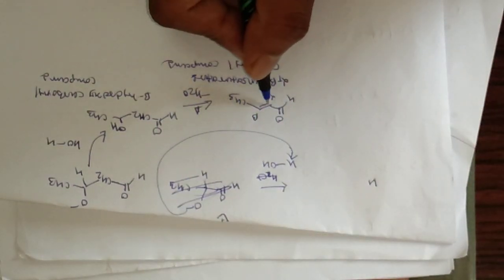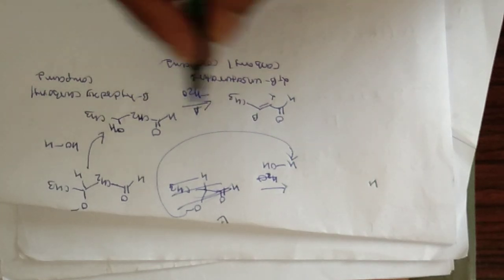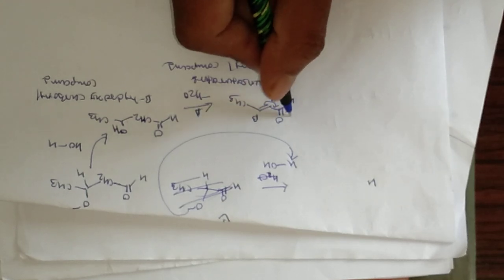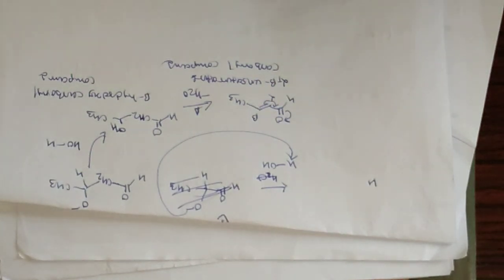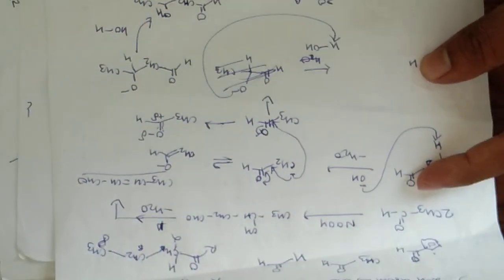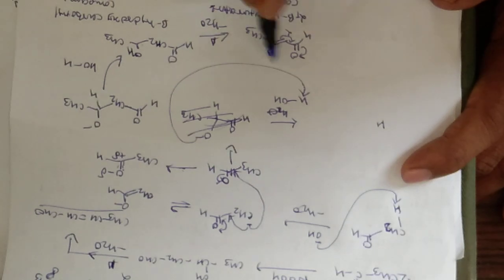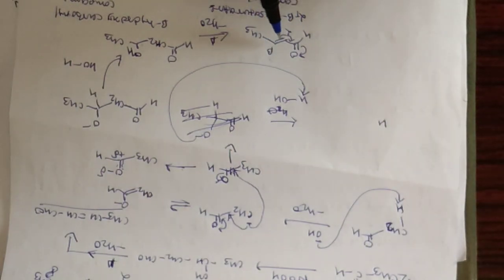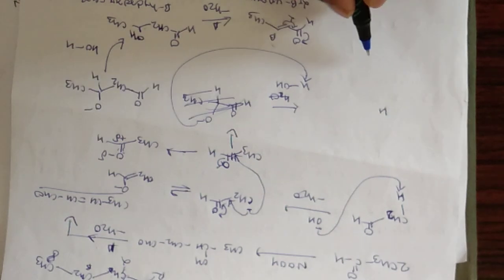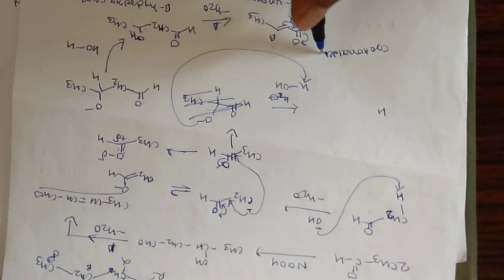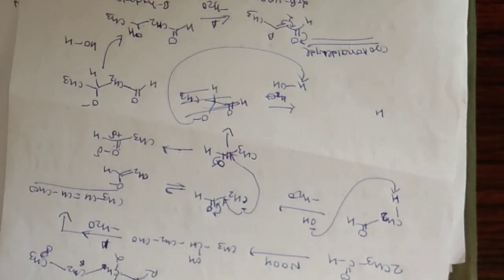Why will it happen? Because this is much more stable than the other, because this double bond is in conjugation with the carbonyl pi bond or carbonyl group. So this is the overall mechanism of the aldol condensation reaction. So we formed that product. What is the name of that product? From the common name system, this is crotonaldehyde.